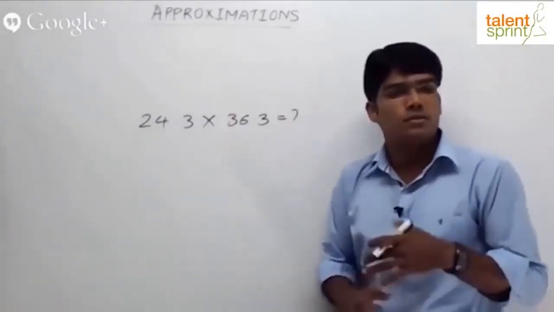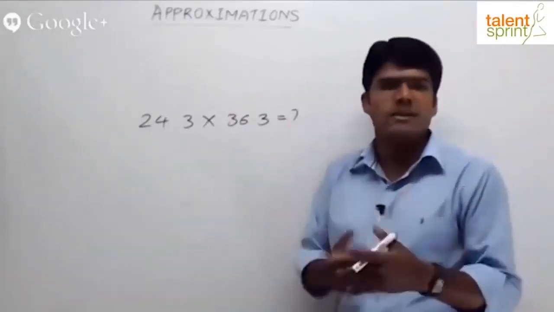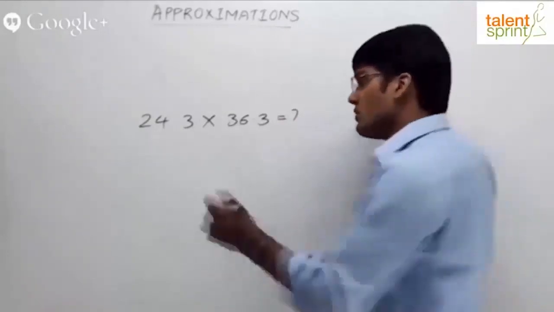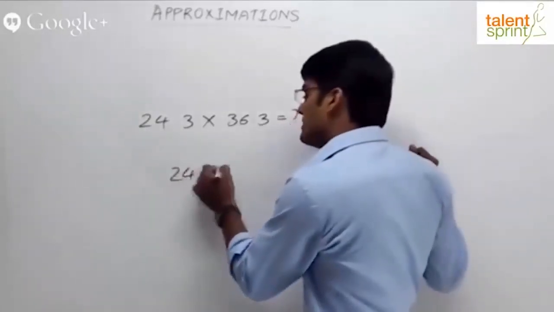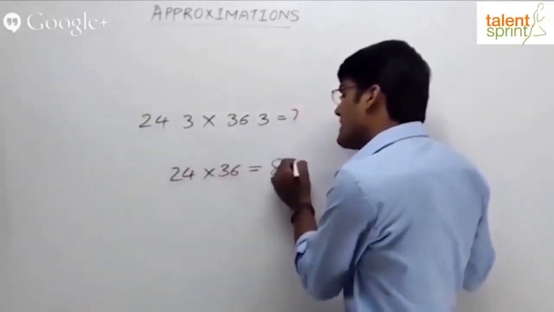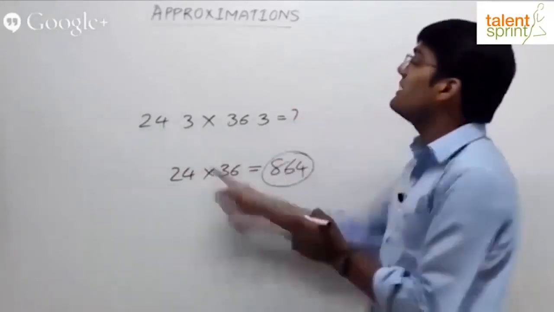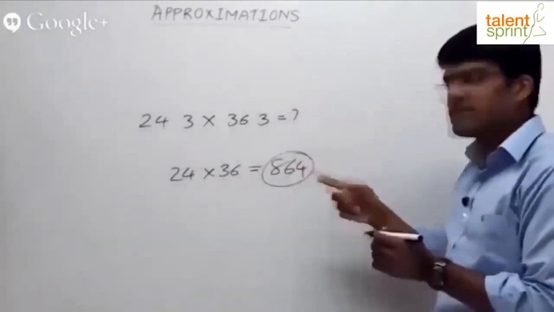It will be 864. 30 plus 6, 30 minus 6, 30 square minus 6 square, 864, right? So you know that 24 into 36 is exactly equal to 864. So can you say approximately 24.3 into 36.3 is also 864?